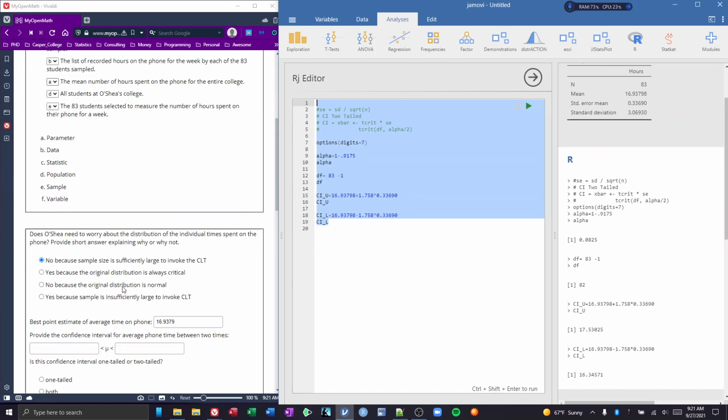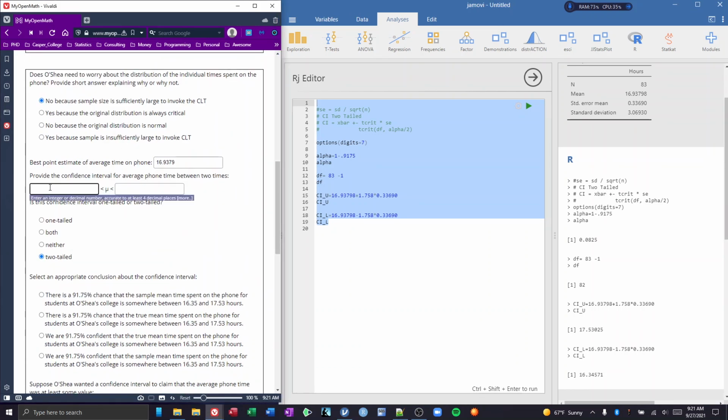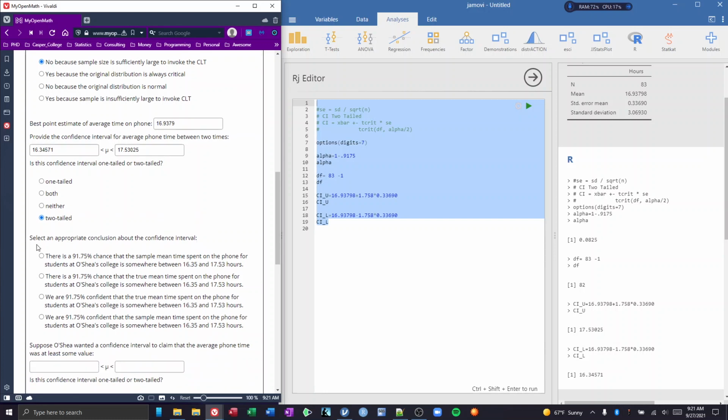So let's go ahead and come on in. And now we can put in our lower here as 16.345. And we can put in the upper as 17.53025. And I pulled those from our confidence interval upper and our confidence interval lower. Okay, so now we need to select an appropriate conclusion about the confidence interval.